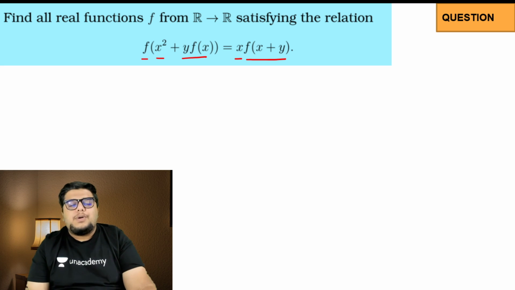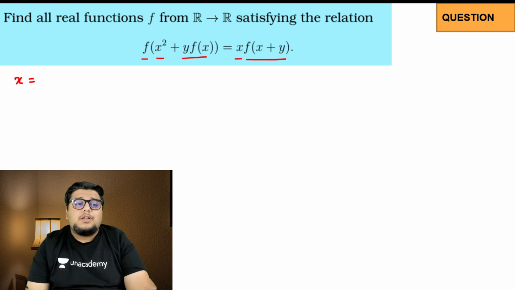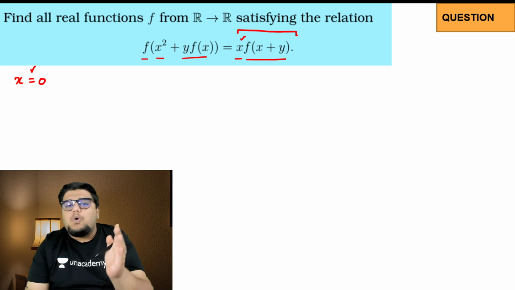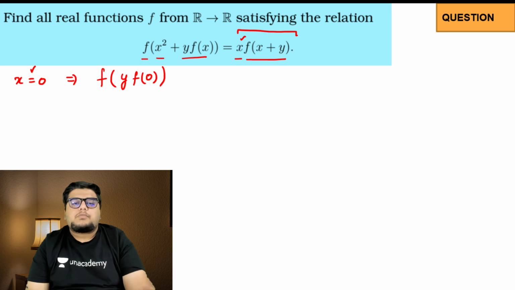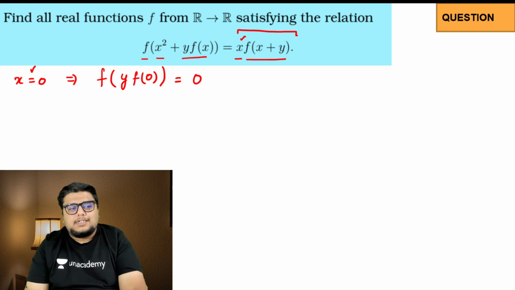So here what I'm going to do is I will put x as 0. Let's see, if I put x as 0, what do I get? The reason I'm putting x is equal to 0 is because x into something will become 0. So the whole right hand side will become 0. So when I do that, it becomes f of 0 square, which is 0 only, plus y times f of 0 equal to 0, right? So I have something like this.